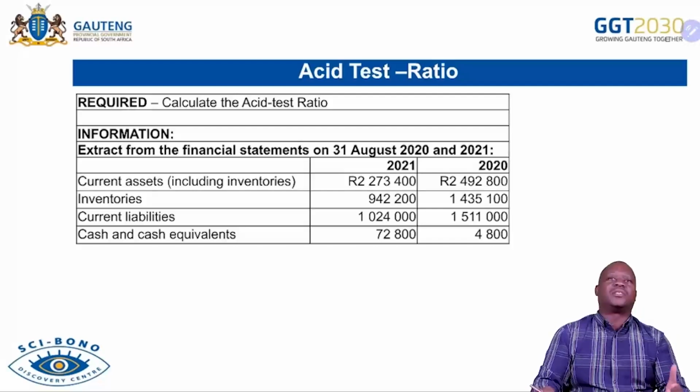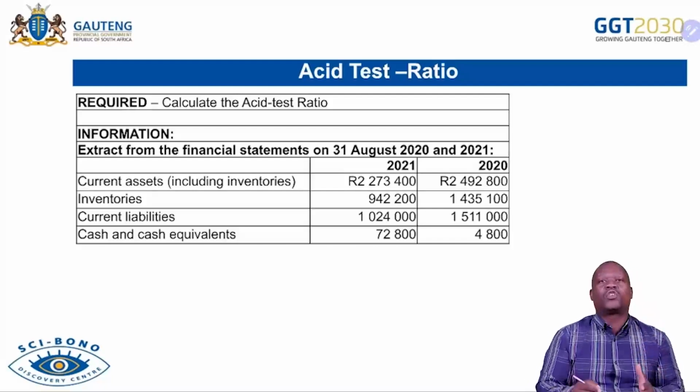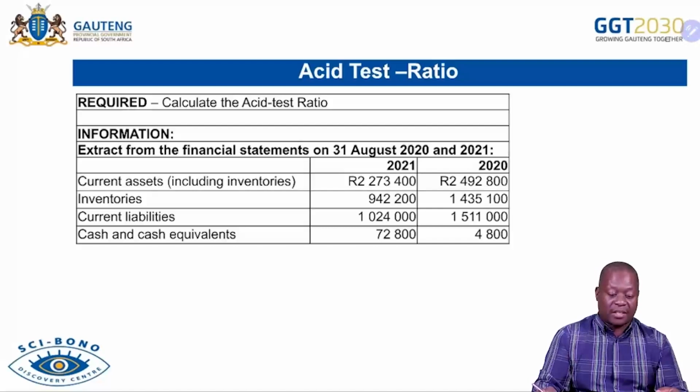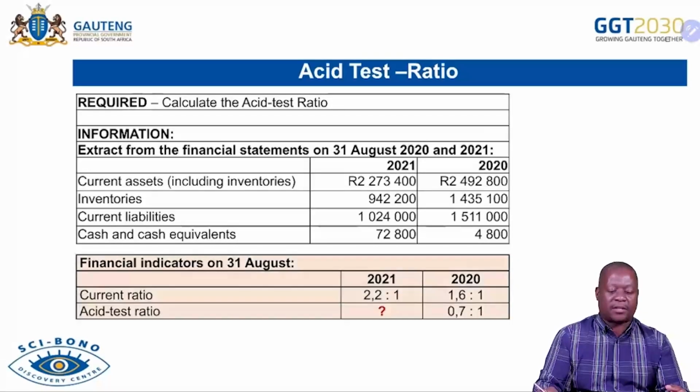So the question is requiring us to calculate the acid test ratio, and we are given information that is in front of us. Please take note, not all information provided to us is going to be used to deal with the question on hand. So remember, we need the formula. What is the formula for acid test ratio going to say to us?